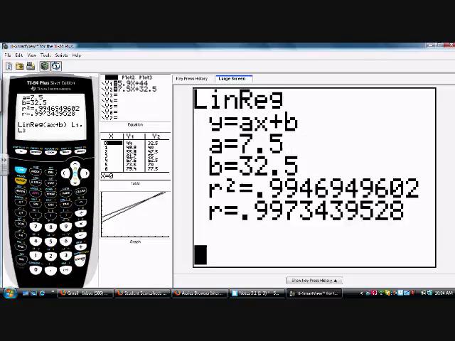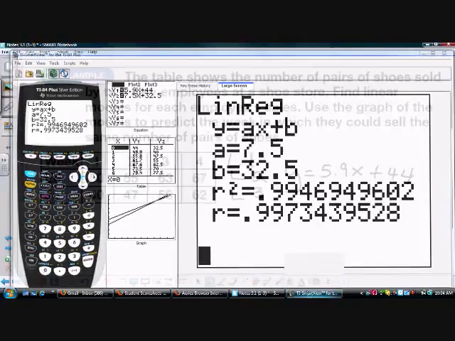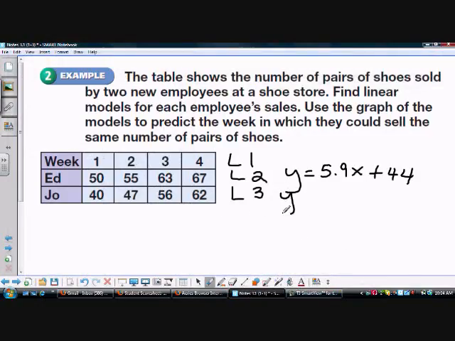Oh, so after you push the button, that command goes away. Is that what it says now? Okay. Yeah. If you don't push the command in that way, then you're not going to get the right linear regression equation. So what was Joe's equation? 7.5x plus 32.5.